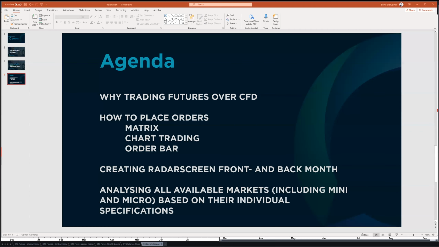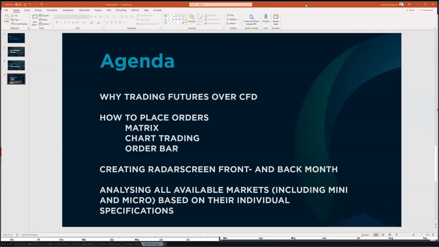So that's one advantage. Another advantage is obviously the costs. With futures, and I'll show it to you in a second, we only pay commission. Whatever we trade, we only pay commission. And I think this becomes very interesting also when we trade, and I'll show it to you now.